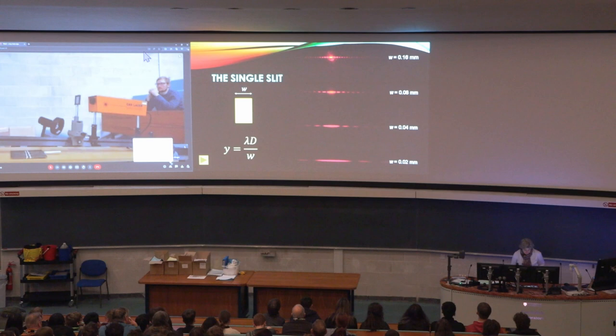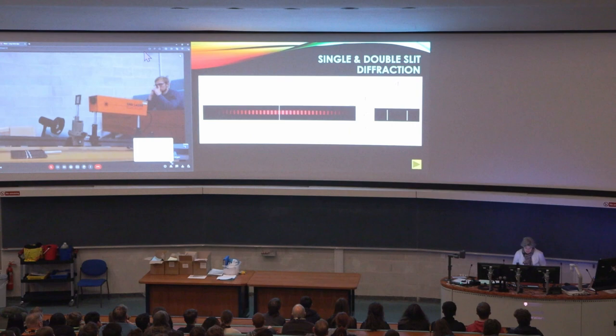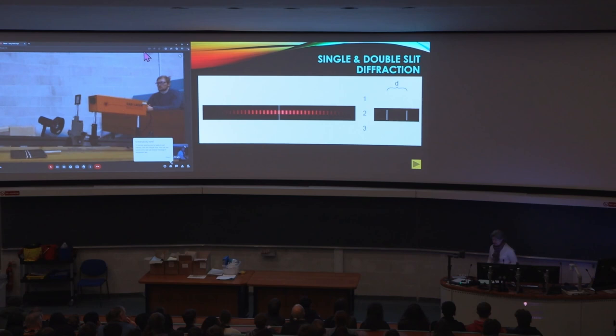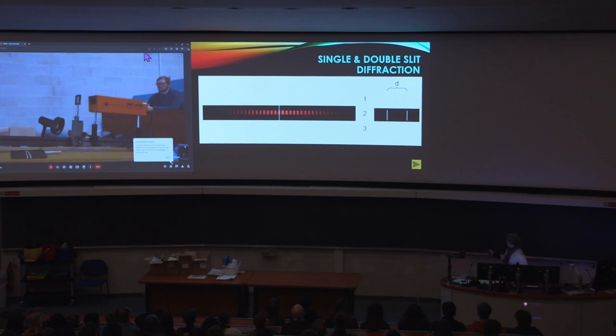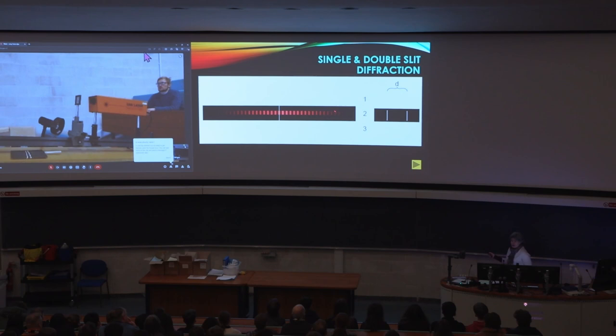So now let's have a look at single and double slits. We've already seen an indication that the double slit pattern, we can't make infinitely thin double slits. And so if we go far enough out, we end up with a dimming part again. And that is because these slits are not infinitely thin.